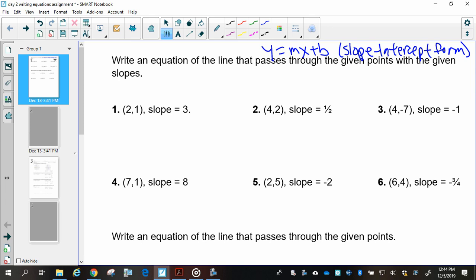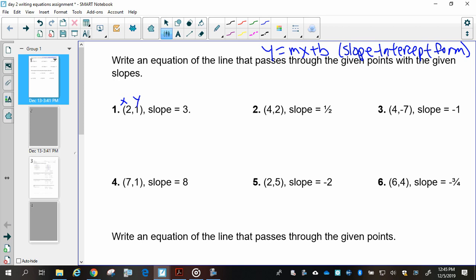Alright, now, because we're given a point and a slope, in that ordered pair we're given a y value, but that's not your y-intercept. So don't assume that it's going to be y equals 3x plus 1, because it's not. However, we are going to use this so that we can find our y-intercept. In this ordered pair, which one of these is x? 2. So I'm going to label that, which means y is 1.